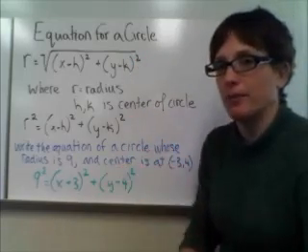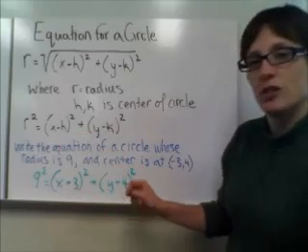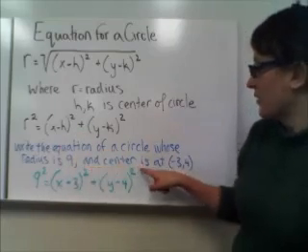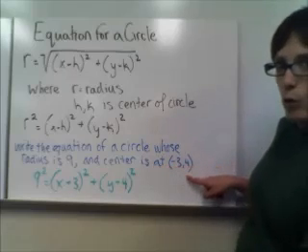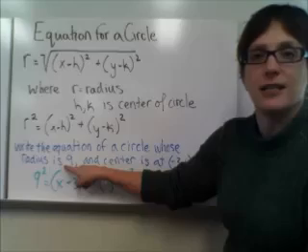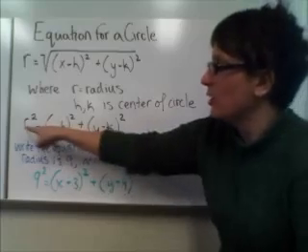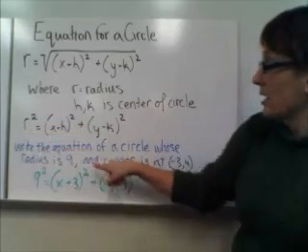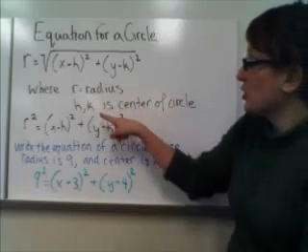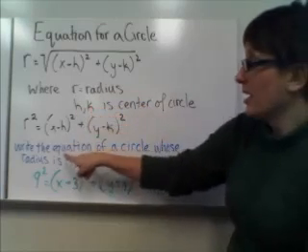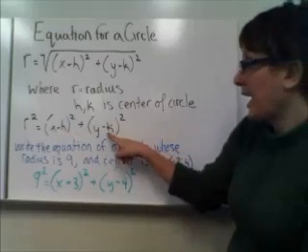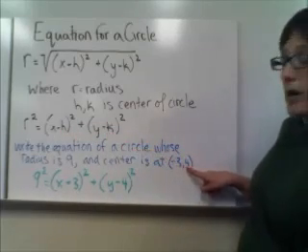So here's your sample problem. Write the equation of a circle whose radius is 9 and the center is negative 3, 4. Simple substitution. The radius is 9, so put the 9 where the r goes. Center is negative 3, 4. That's your hk. H is negative 3, k is 4.